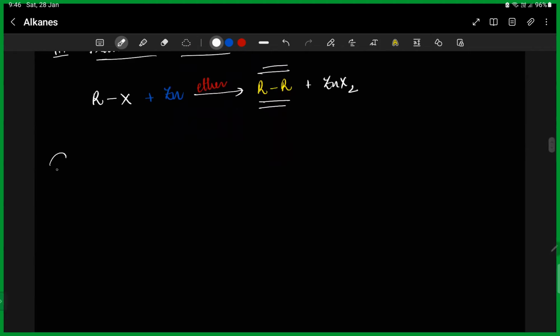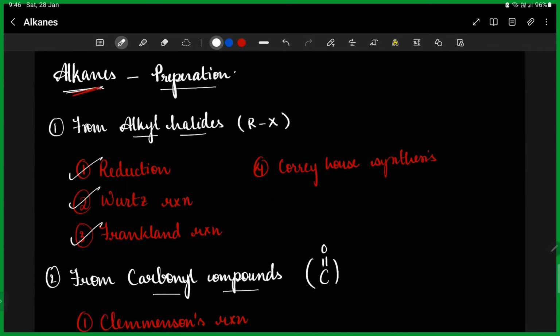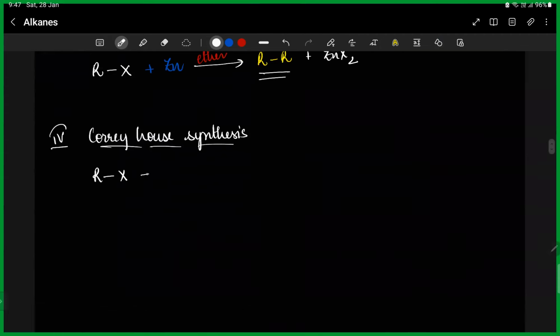Now, the fourth reaction is Corey-House synthesis. Okay, so let's see Corey-House synthesis. So let me just give you a structure so that you can remember the process well. So the main thing of Corey-House synthesis is you take an alkyl halide. Okay, you take an alkyl halide. You first react it with lithium. Okay, 2 moles of lithium to be precise.